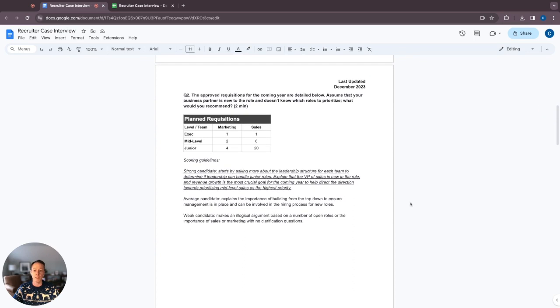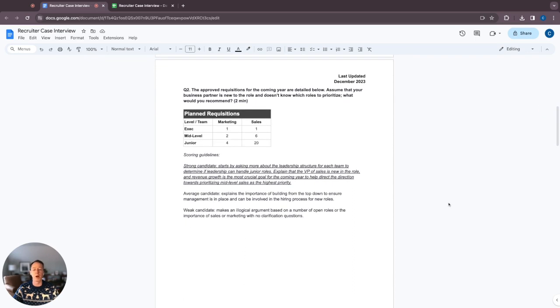The second question is thinking a little bit more about what the recruiter would do when they're trying to influence their business stakeholders. So how do they think about prioritizing the different roles, and how do they communicate with the stakeholders? In this case, we're going to assume that the stakeholder doesn't really understand how to prioritize different roles, and so it's on the recruiter to influence them.